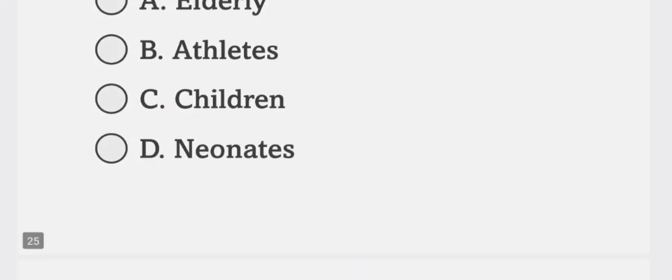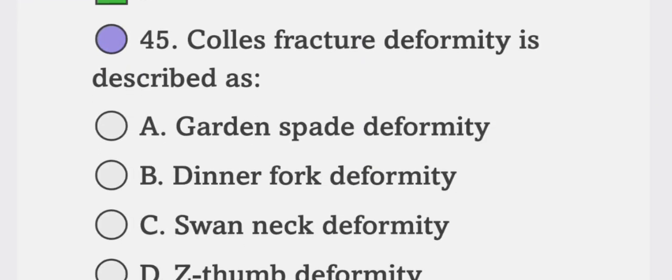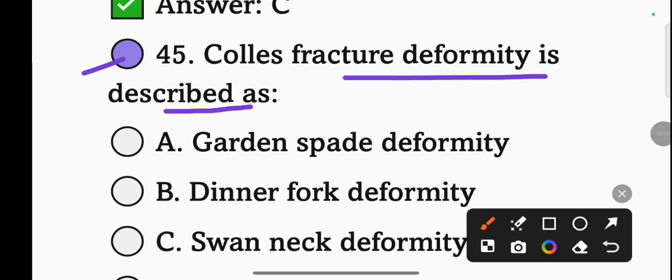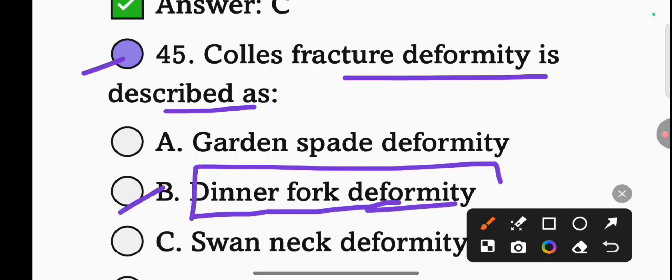Okay, now come to question 45. Colles fracture deformity is described as. A Colles fracture is a dorsal angulation of the distal radius, so the wrist looks like a dinner fork deformity. So option B is the correct option. The Colles fracture deformity is called a dinner fork deformity.